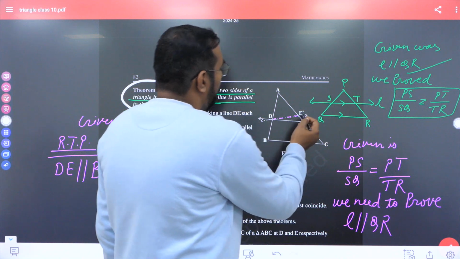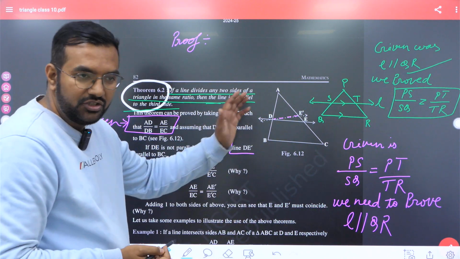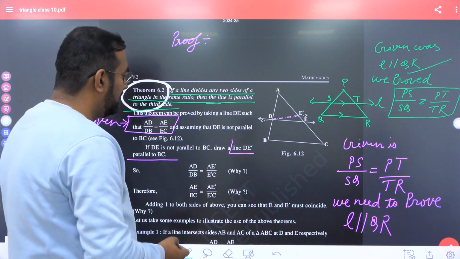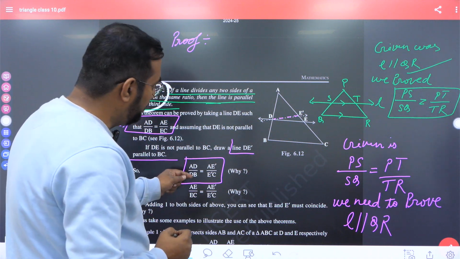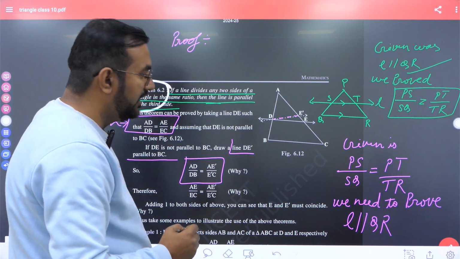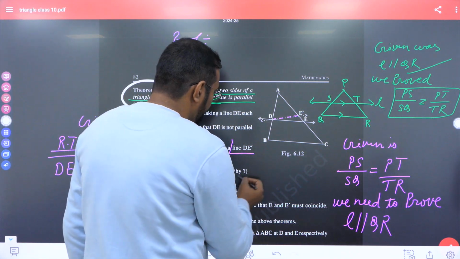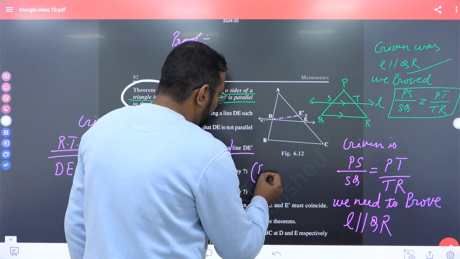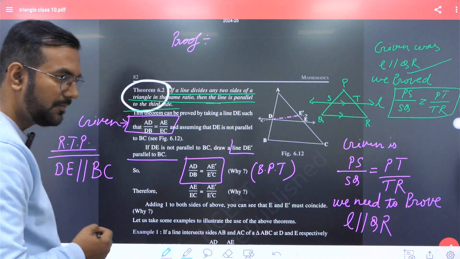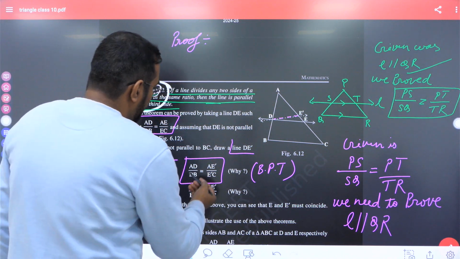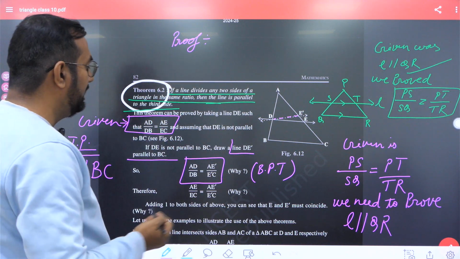So as we have assumed that DE dash is parallel to BC, then by Thales theorem we can write this one. Look at this. AD upon DB is equal to AE dash upon E dash C, by BPT. We can write by BPT, AD upon DB is equal to AE dash upon E dash C.